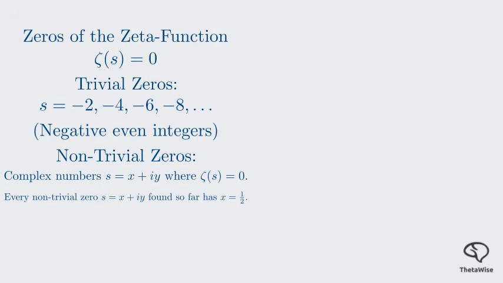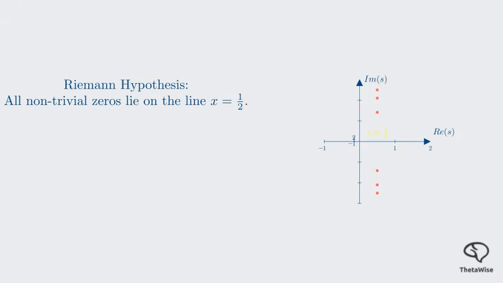i times y. We can plot these zeros in the complex plane, which has a real axis and an imaginary axis. If we do this, all these zeros line up perfectly on a single vertical line. This line is called the critical line. The Riemann hypothesis is the conjecture that every single non-trivial zero of the zeta function lies on this critical line, which is defined by the equation x equals 1/2.